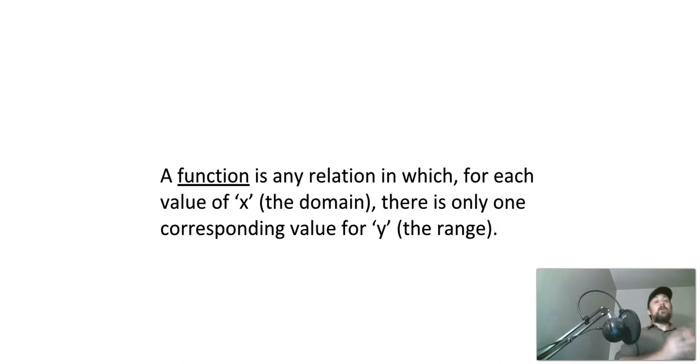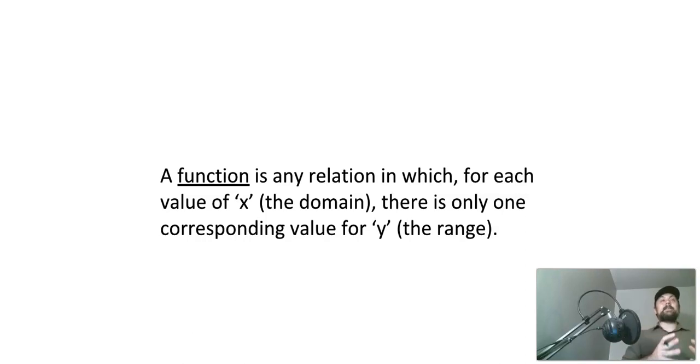So presuming that your independent variable is x, your dependent variable is y, then x would be the domain, y would be the range. And you could just say it like this. For each value that you could choose for x, there's only one possible answer for y. That's what makes something a function.